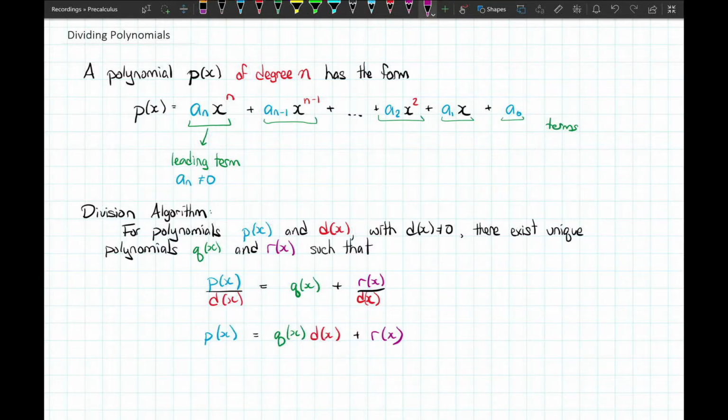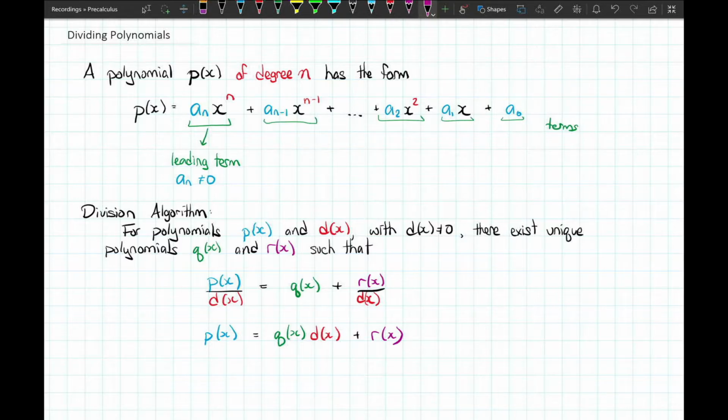Oftentimes, the division algorithm is written as the polynomial p is equal to the quotient times the divisor plus some remainder. It makes it a little bit easier to see, but we're really going to need the fractional form, so that when we divide some polynomial by another, we can state that as a polynomial plus a remainder over d.